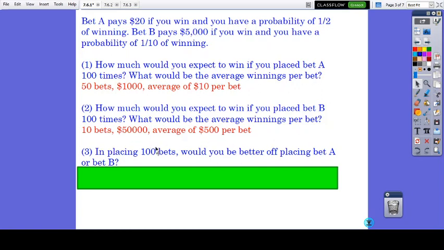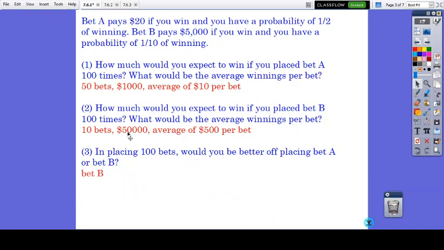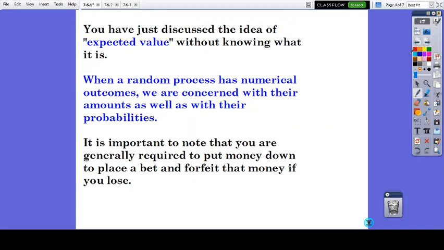In placing 100 bets, would you be better off placing bet A or bet B? Hopefully you figure out the answer is bet B. You're making way more money if you were to be placing 100 bets. You have just discussed the idea of what's called expected value. If you want to highlight it, it's the bottom of your first page, but we will be talking about it again in just a little bit, without even knowing what expected value is.